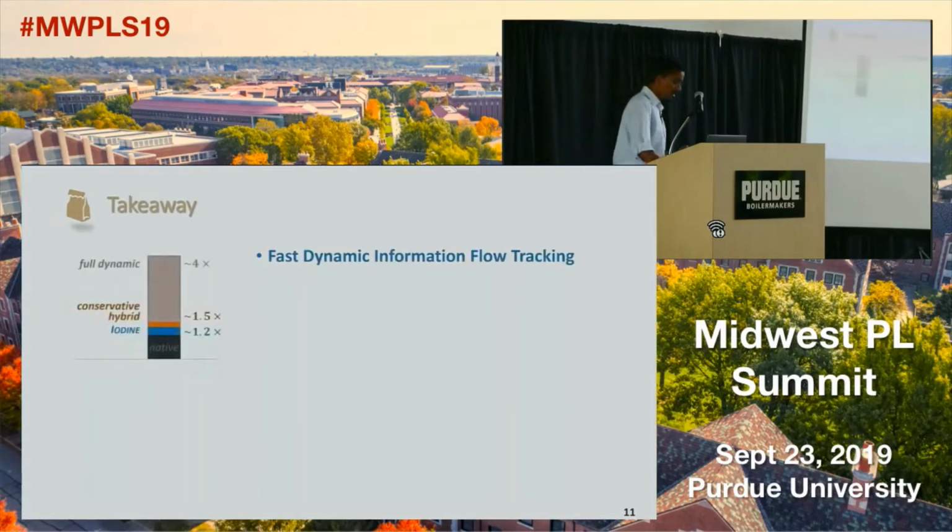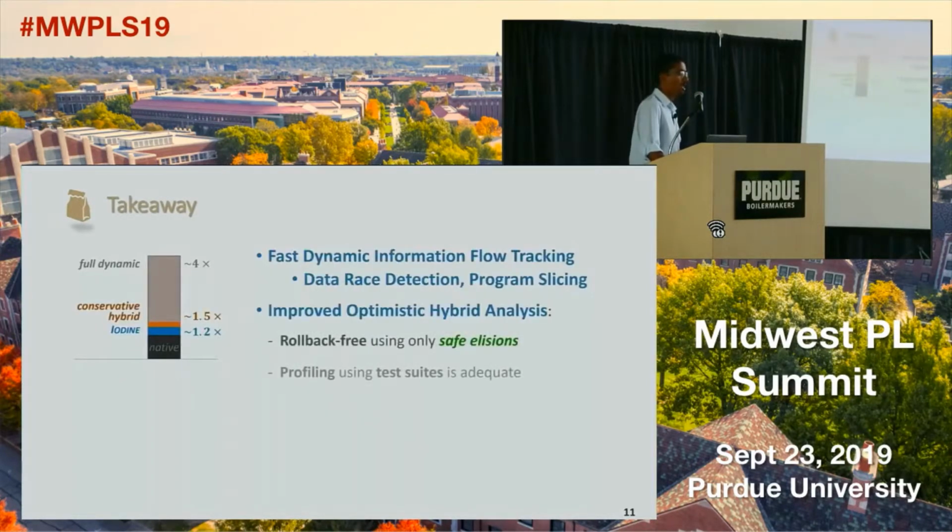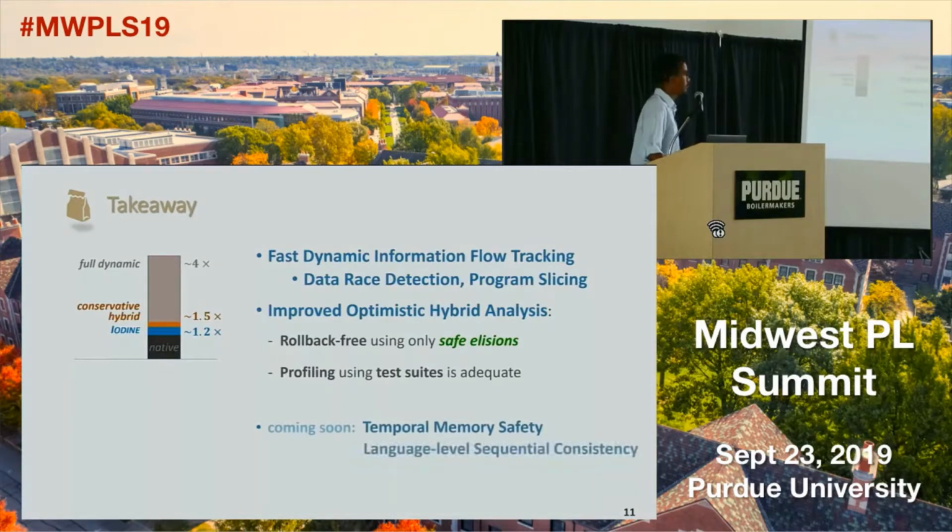So to summarize, optimistic hybrid analysis can make dynamic analysis much faster by assuming likely program invariants. We use this to improve information flow tracking on live production systems. Prior work has already applied this to offline debugging kinds of analysis like data race detection and program slicing. The key techniques that we use to improve optimistic hybrid analysis are that we eliminate the rollback problem by limiting to only safe elision optimizations, and we also improve the profiling methodology by leveraging existing software test suites.